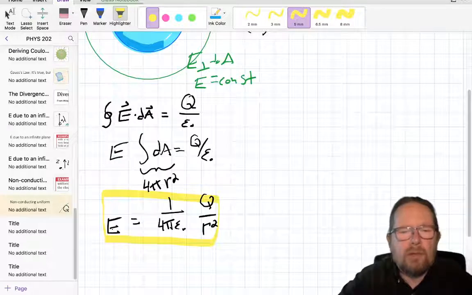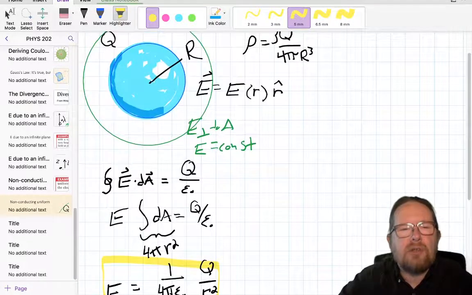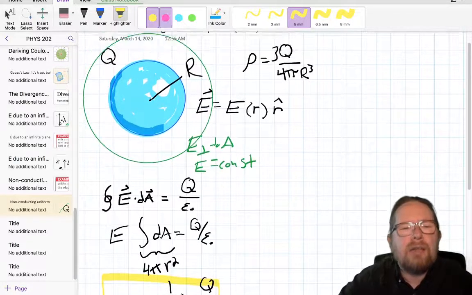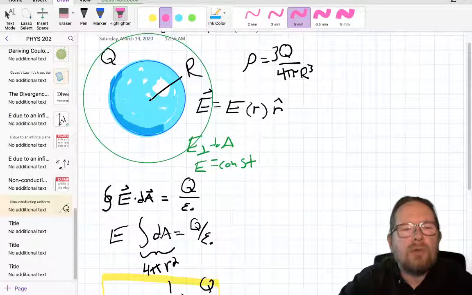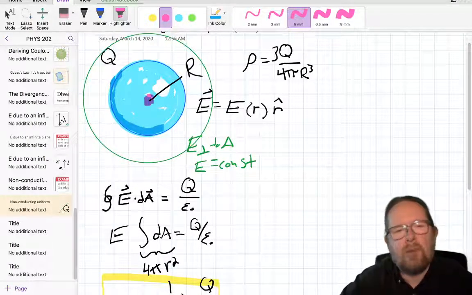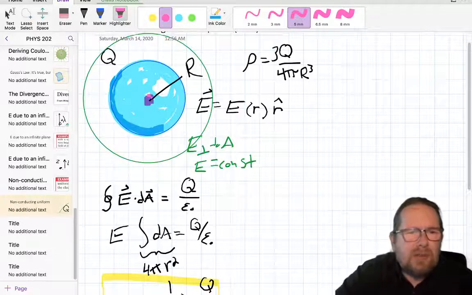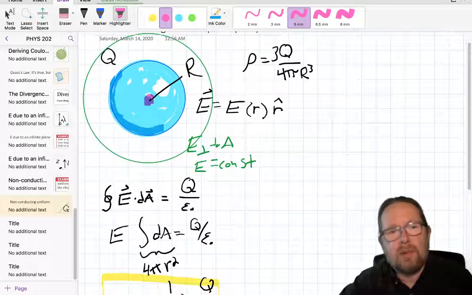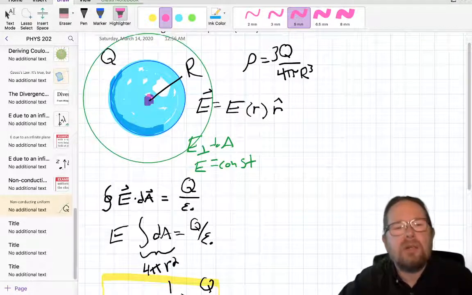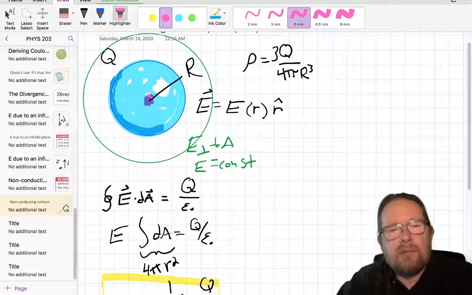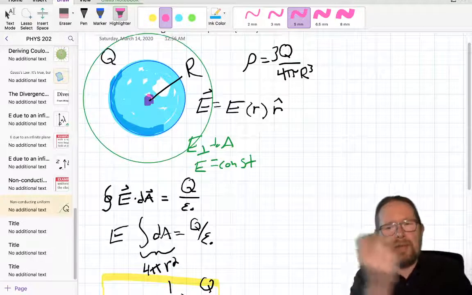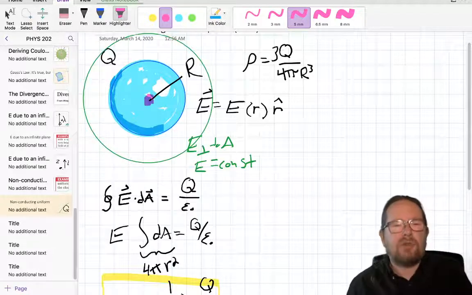This should look very familiar. The electric field outside of a charged sphere doesn't look any different than if the whole sphere's charge was concentrated at a point at the origin. This shouldn't be surprising to us. We talked about this when we talked about gravitational fields, that we can consider the gravitational field of the Earth, the strength of that field here on the surface, is the same as if the entire mass of the Earth were concentrated at the center.